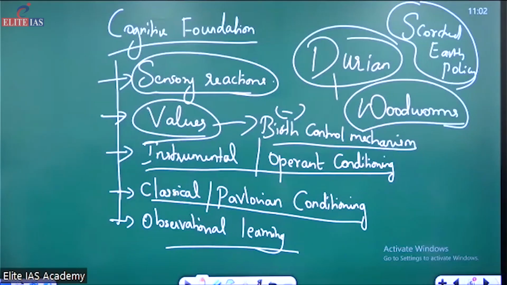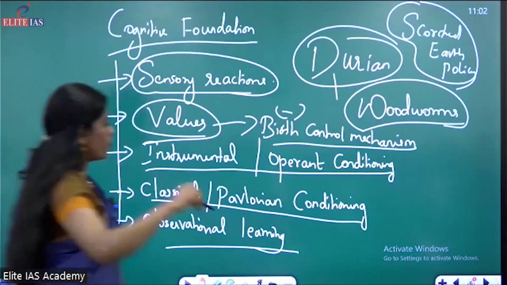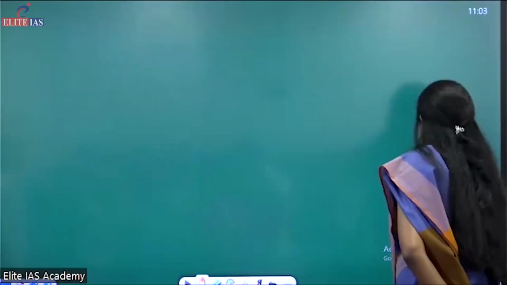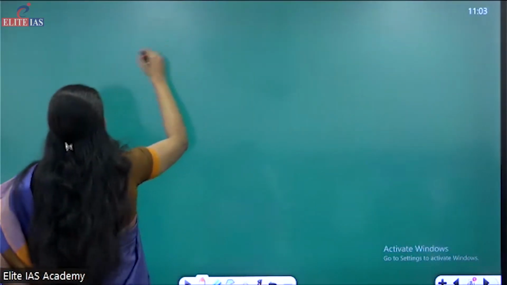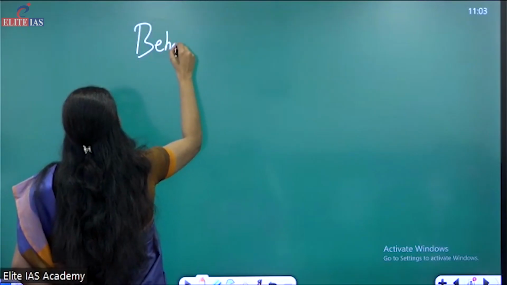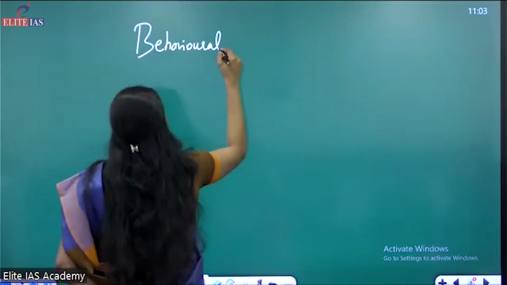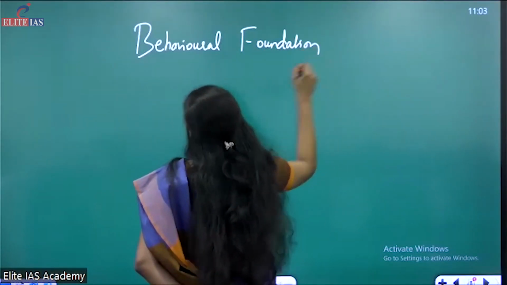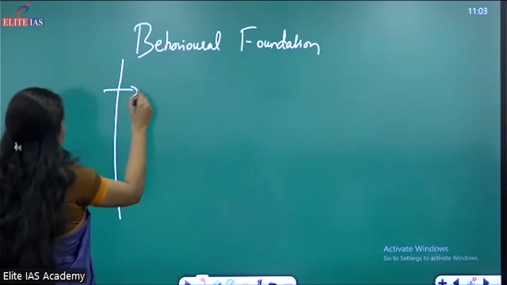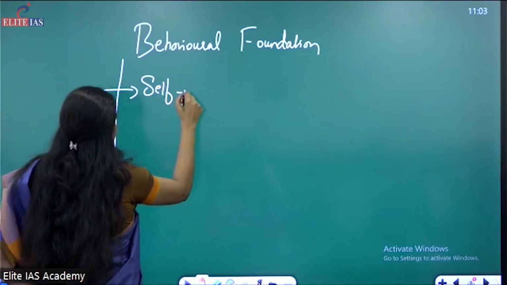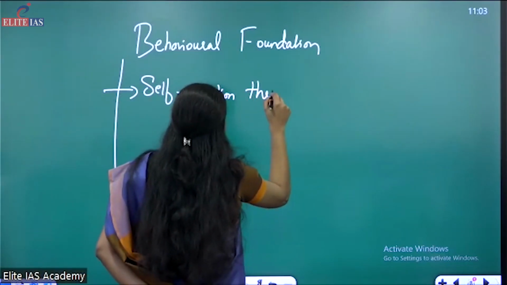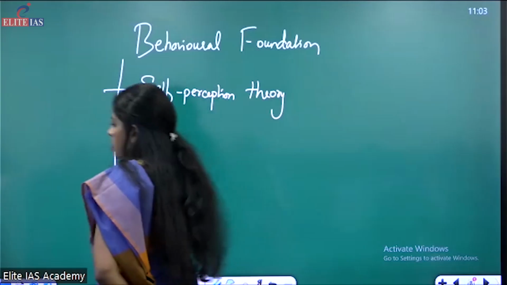Next, behavioral foundation. What are those theories which are supporting the behavioral foundation? In this behavioral foundation, we'll see the formation of attitude, okay? First one, self-perception theory. It's also a type of observational learning only. We give a name as self-perception theory.